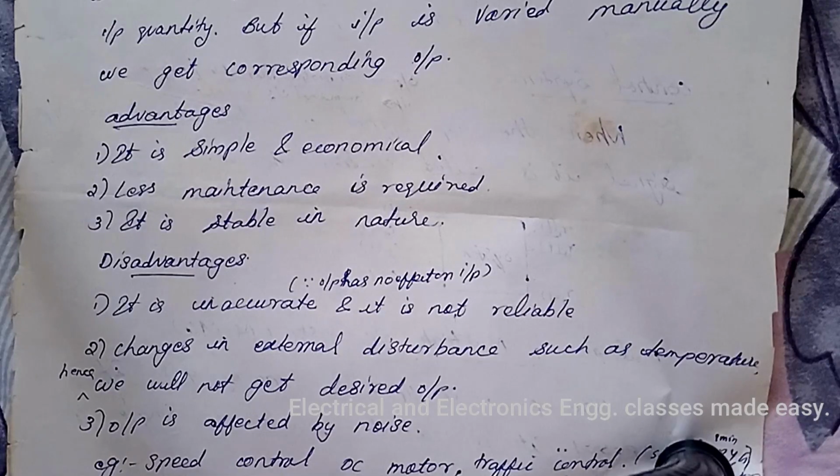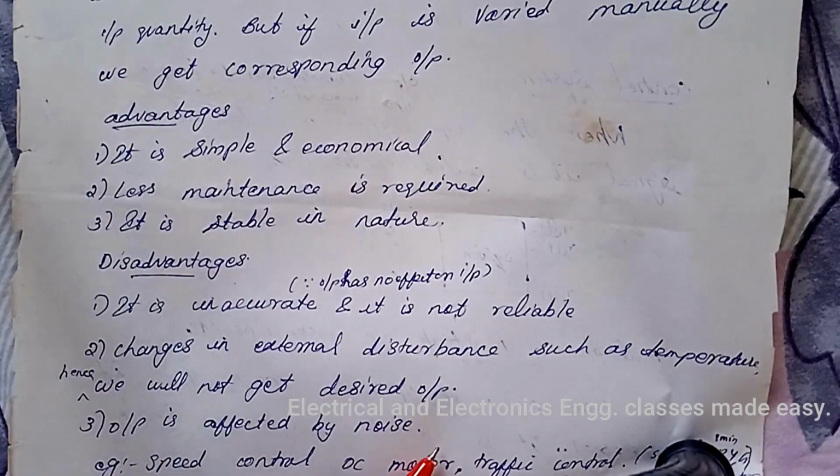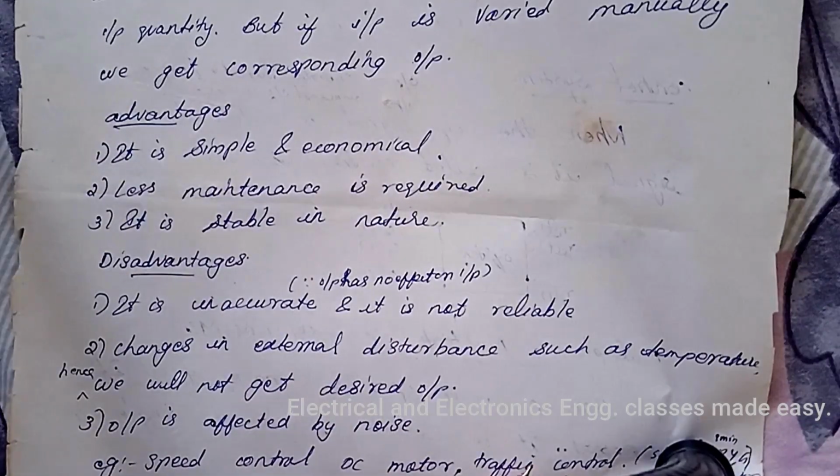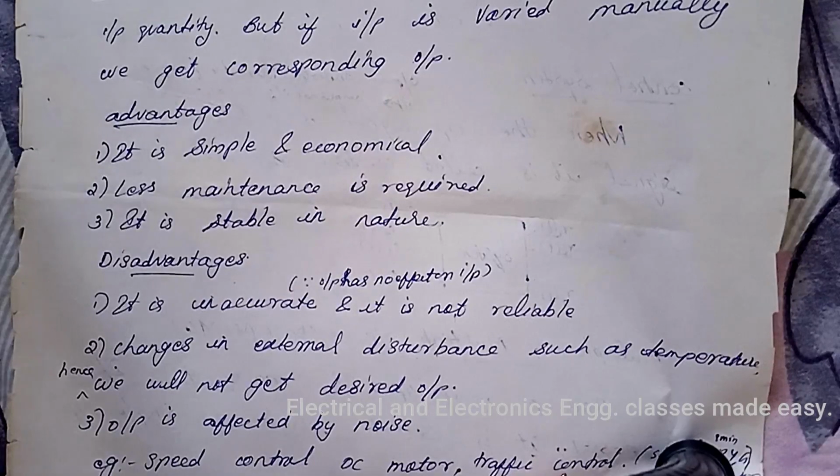Examples are speed control of a DC motor, then traffic control. So traffic control means the traffic signals operated on a time basis constitute an open loop system.